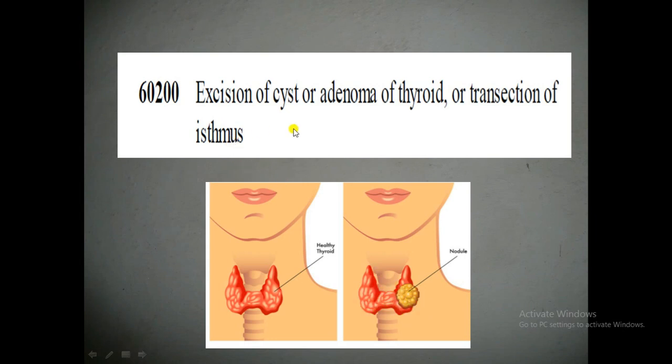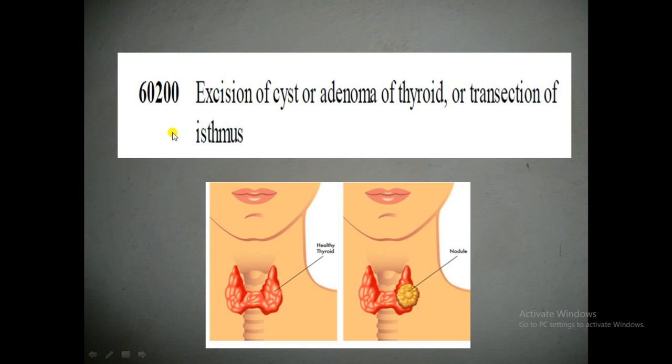Whenever a cyst or adenoma or isthmus is formed in the thyroid region, it causes some difficulties like breathing problems, and it also leads to cancer. So in order to remove that, the physician will perform this procedure, that is, an excision. If any cyst or adenoma or isthmus is formed in the thyroid region, the physician will perform this procedure. This is a healthy thyroid and this is the cyst or adenoma. If anything is formed like that, he will perform this procedure.